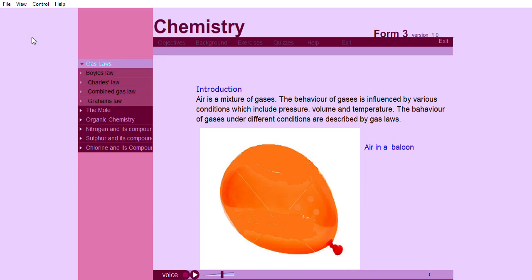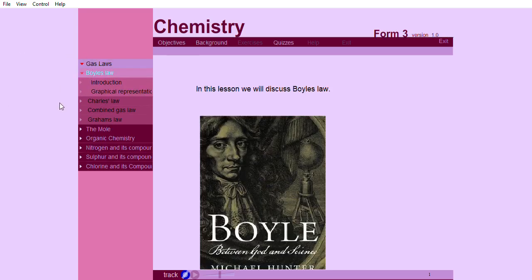Air is a mixture of gases. The behavior of gases is influenced by various conditions, which include pressure, volume, and temperature. The behavior of gases under different conditions is described by gas laws. In this lesson, we will discuss Boyle's law.